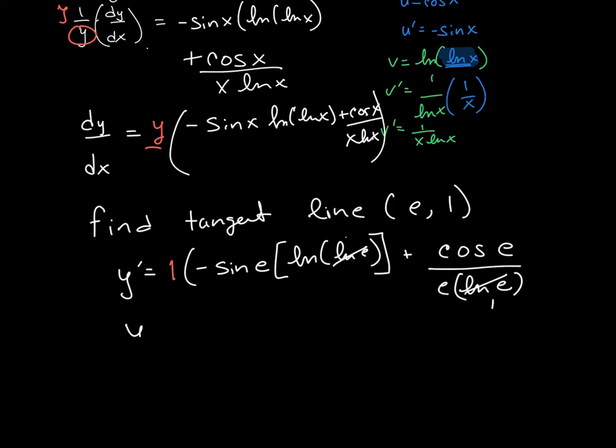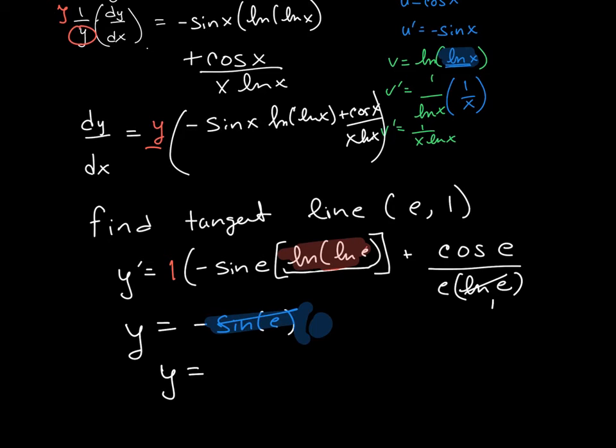So now I have y prime is equal to minus the sine of e. And the natural log of 1 is just what? Yep, that's exactly right. And that's what makes this so nice, because all of this is times 0. So all of that gets crossed off. And now all I'm left with is y prime is equal to the cosine of e all over e.